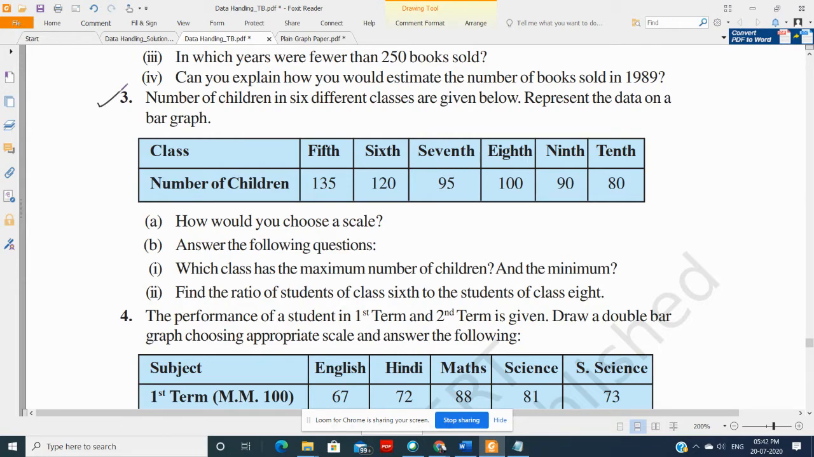All right. So here, number of children in 6 different classes. So in 6 different classes, the number of children are given. Represent the data on a bar graph.